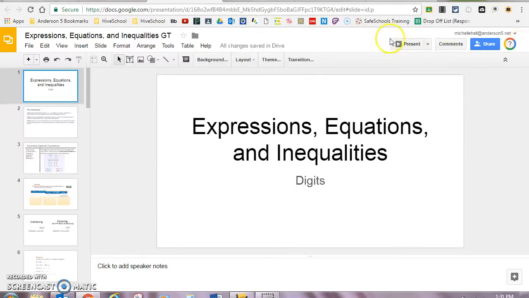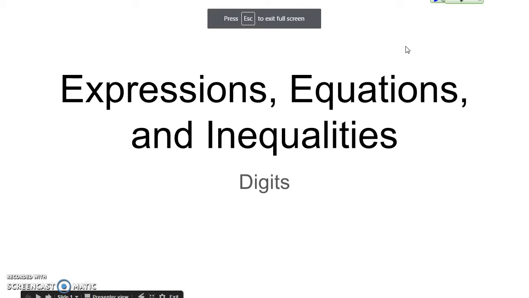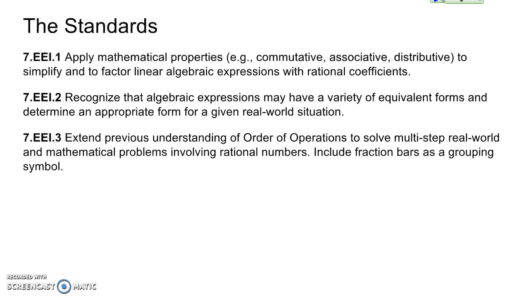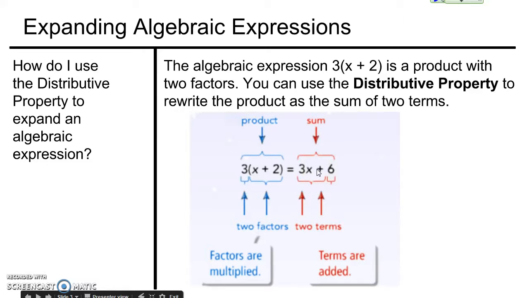All right, the next topic that we're going to cover is actually 3 topics together, but we're only doing one of them in this video. Expressions, equations, and inequalities are grouped together with the standards. Here they are. Apply mathematical properties to simplify and factor linear algebraic expressions with rational coefficients. We have to be able to find equivalent forms of expressions, and then use order of operations to solve multi-step problems involving rational numbers. Those are the ones that we're going to do with expressions. So the title for this set of notes should be Expressions Review.